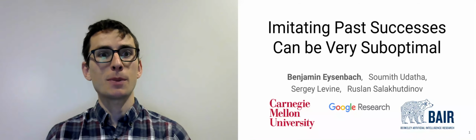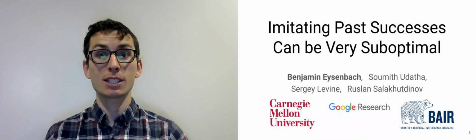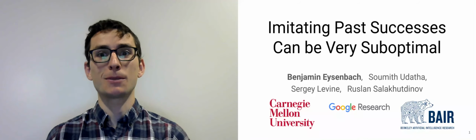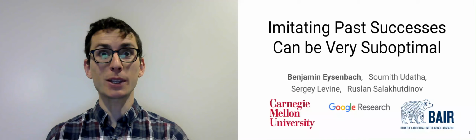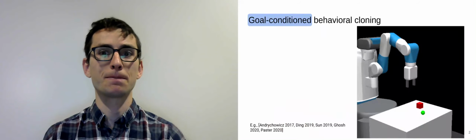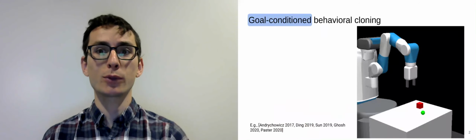I am excited to share a paper entitled Imitating Past Successes Can Be Very Suboptimal. This is a story about a really simple reinforcement learning method, one that you might have used before. We show that it can fail, and then we fix it. So what is the simple method? It's often referred to as goal-conditioned behavioral cloning.